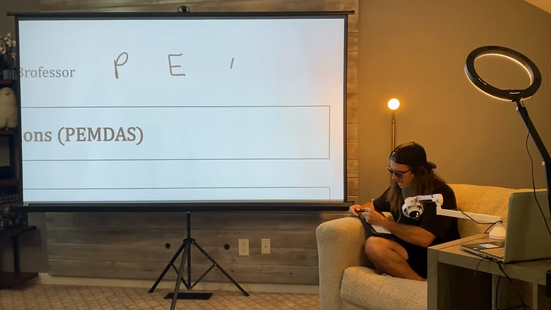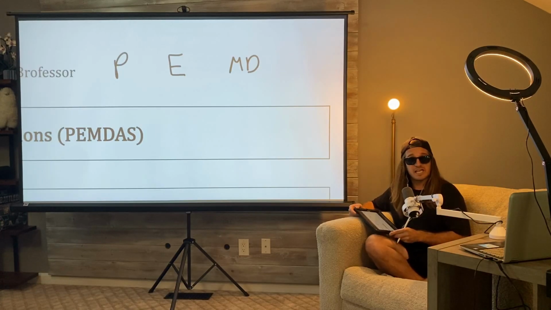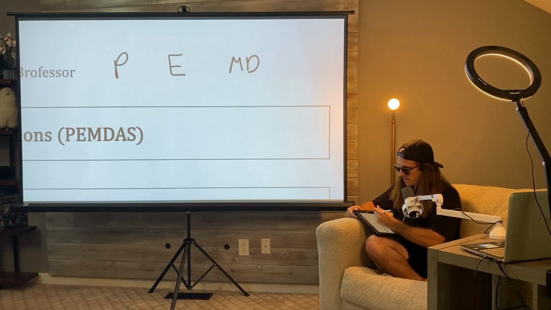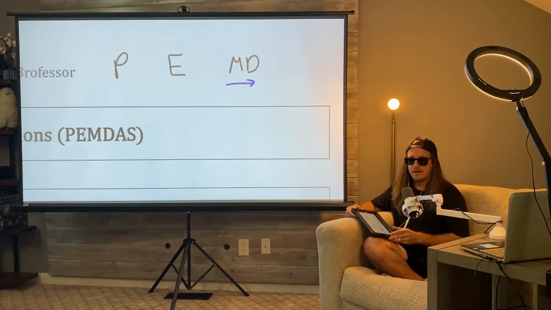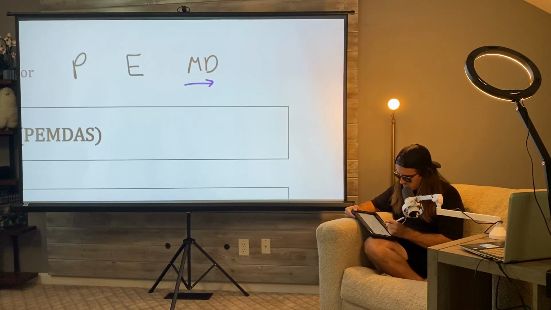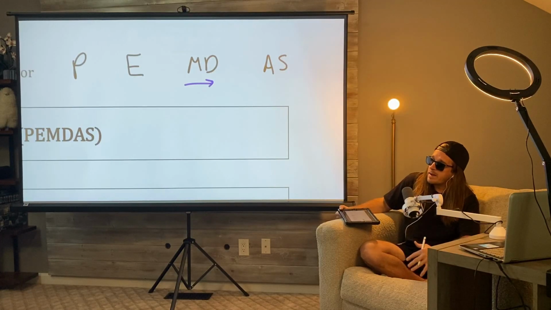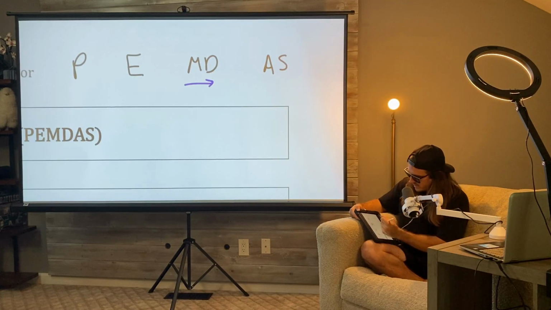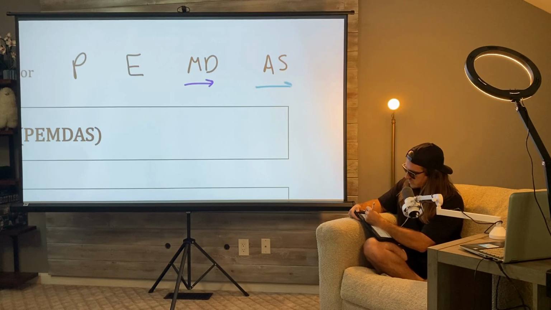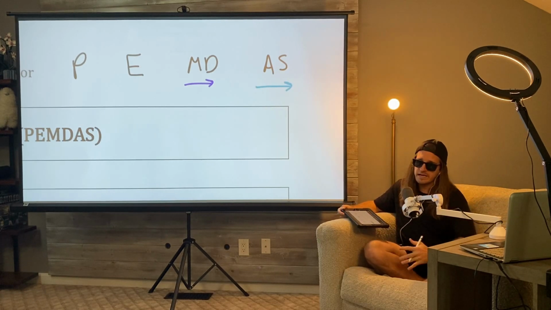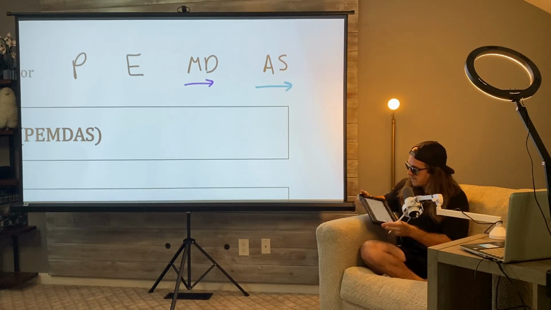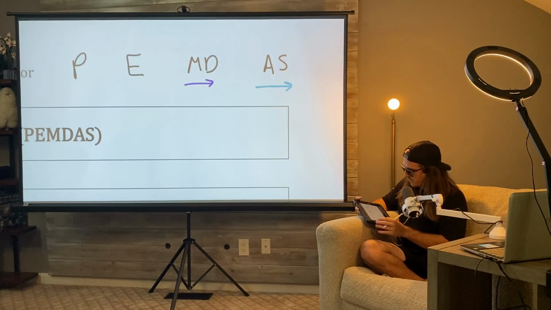But then the M and the D for multiplication and division, those bear the same weight, meaning we're just going to work those out from left to right. And the same is true of the A and the S for addition and subtraction. They bear the same weight, which means we just work that out from left to right, even if that means subtracting before adding. And that's what we're going to see in our first example here.